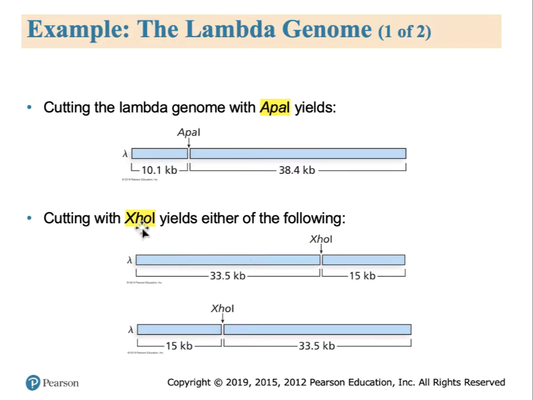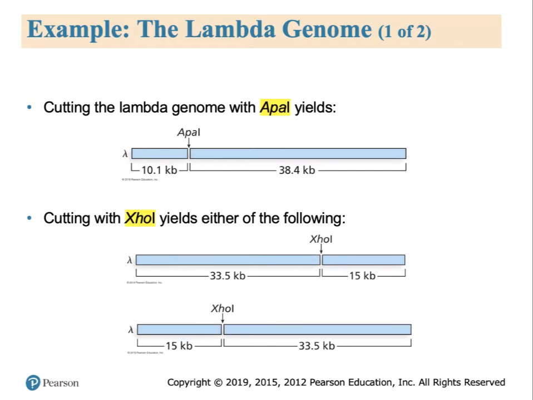Then when you use a second restriction enzyme, ZO1, ZO1 will cut also once, and it generates a fragment that's 15,000 base pairs and about 33,000 base pairs. The question is now, which side does ZO1 cut and which side does ApaI cut relative to the beginning and the end of the chromosome? Remember, the chromosome could be in either orientation.